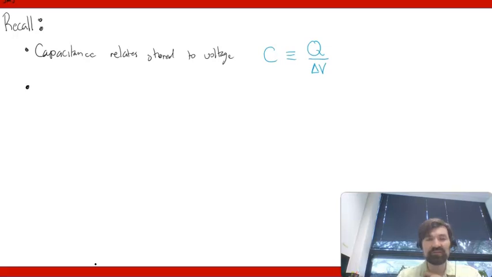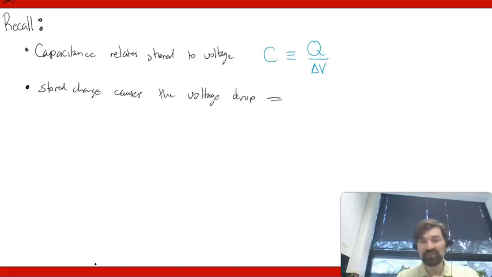The second thing to recall is that the stored charge basically causes the voltage drop, and so that means we expect delta V to be a function of Q, or maybe vice versa. So this implies, let's say, delta V is some function of Q.